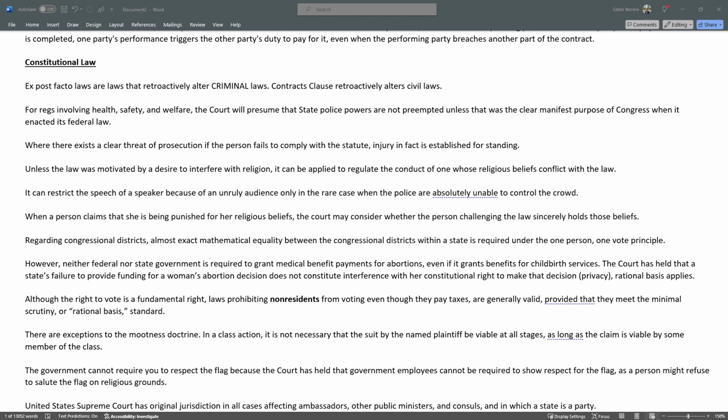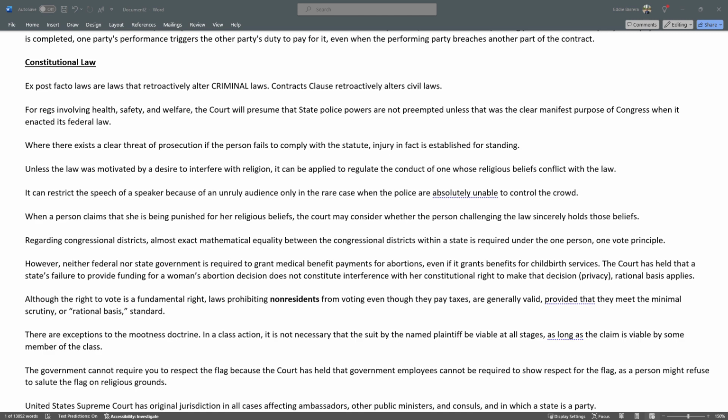There are exceptions to the mootness doctrine. In a class action, it is not necessary that the suit by the named plaintiff be viable at all stages, as long as the claim is viable by some member of the class. The government cannot require you to respect the flag because the court has held that government employees cannot be required to show respect for the flag, as a person might refuse to salute the flag on religious grounds.